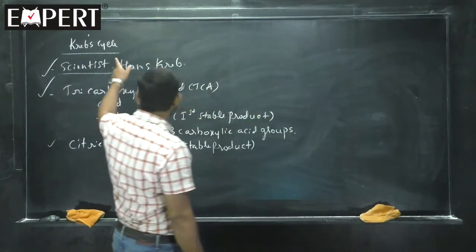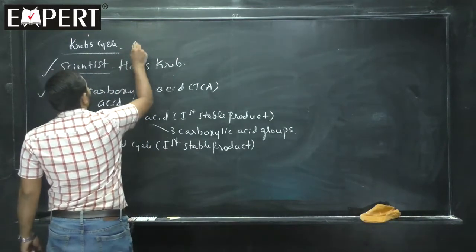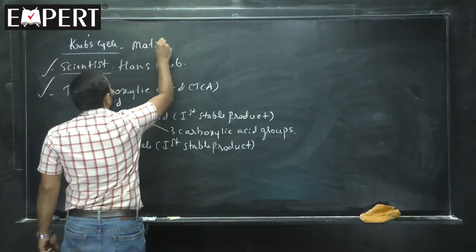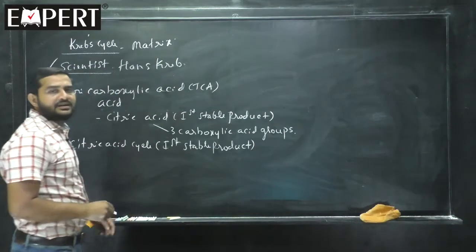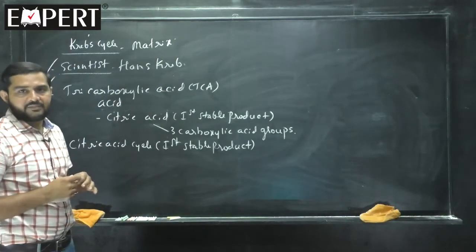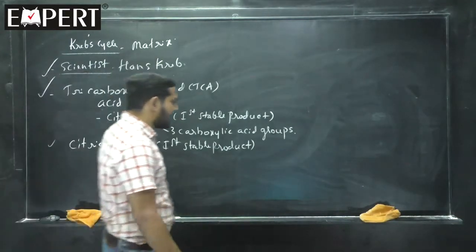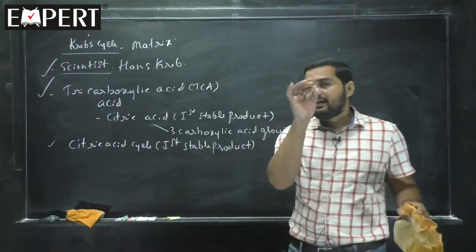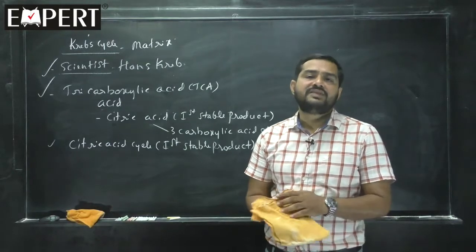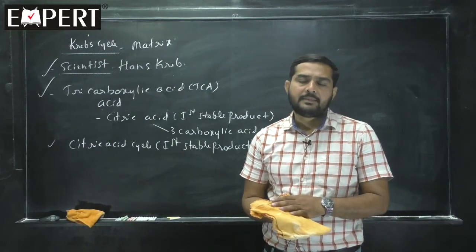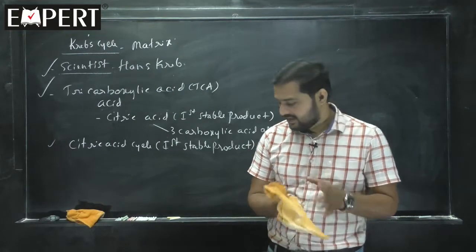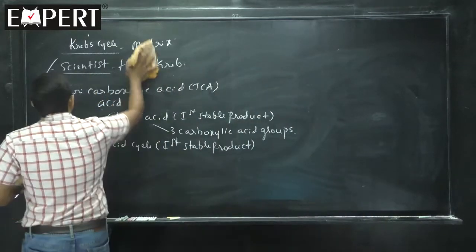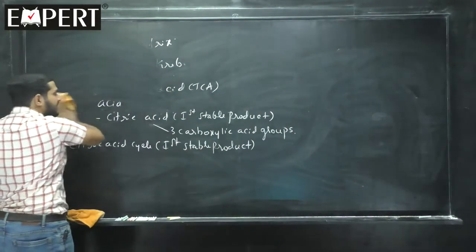And where does this Krebs cycle take place? It occurs in the matrix of the mitochondria, which is the site of the Krebs cycle. It means all the enzymes required for the Krebs cycle are present in the matrix of mitochondria, and the Krebs cycle is a unique event of aerobic respiration.